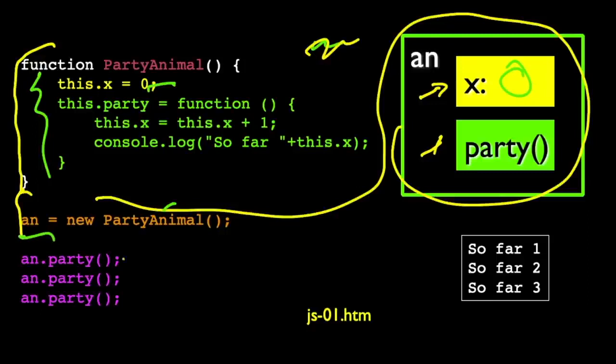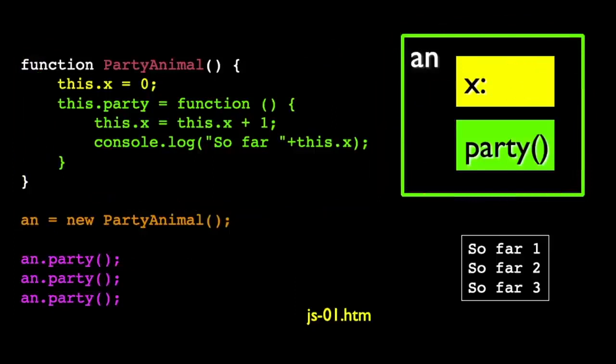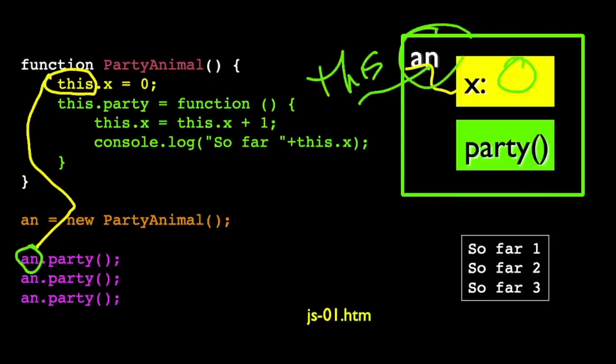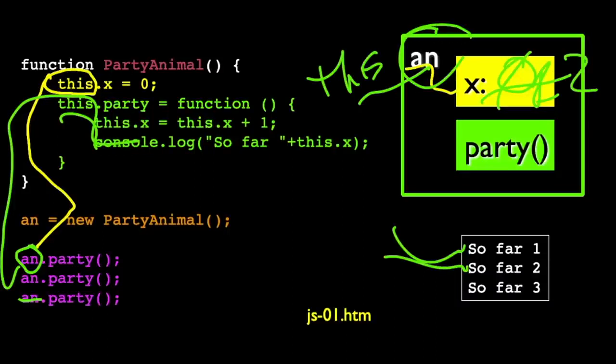Then we call an.party, and it runs the code. an.party, this an is an alias for this. And so in a sense, when it says this.x, it really is an.x. Now we'll see in a second how that works when we do multiple instances. So it runs the code, and then it adds 1, and then it prints out the first line, and then it does it again, and it becomes 2, and it prints out the second line, and it does it again, makes it 3, and prints out the third line. So that's how this code works.